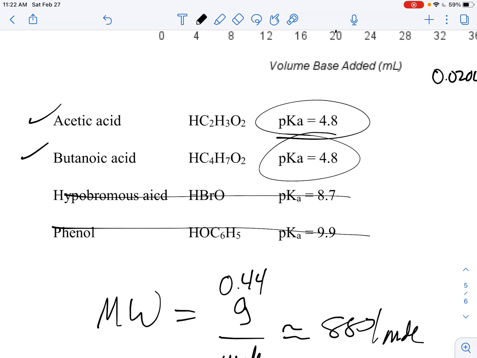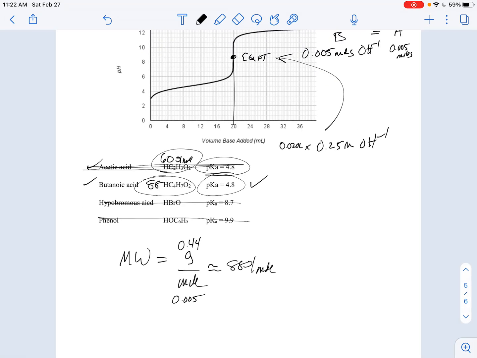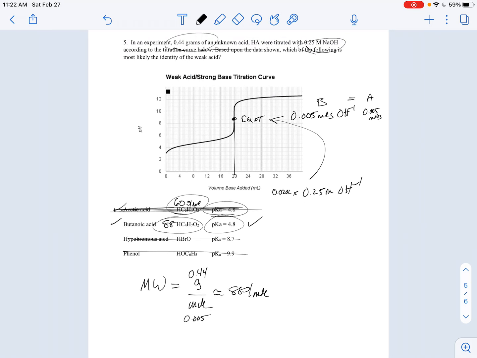Acetic acid has a mass of 24 and 4 and 32, which is 60 grams per mole if I add this whole formula up. The other one has a 48 and a 32 and another 8, which is 88. There you go, that's your guy. The butanoic acid has the correct mass and it has the correct pKa. So it must be the butanoic acid and not the acetic acid, because all of the evidence points to it being the butanoic acid.